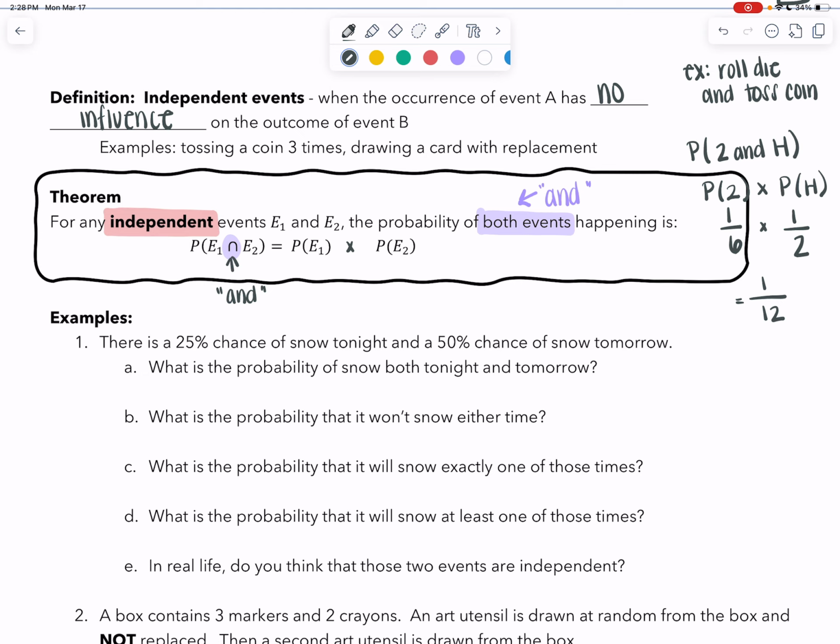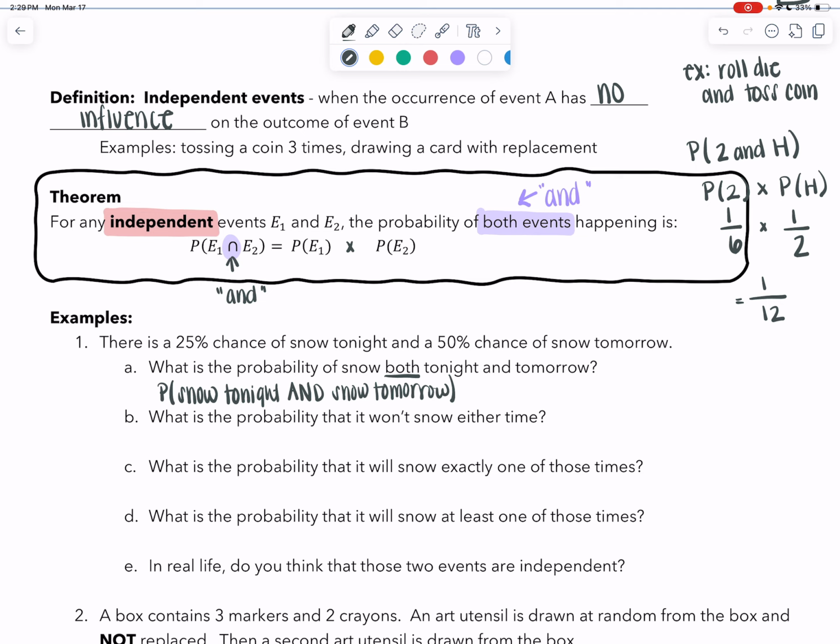All right, so let's look at this other example. There's a 25% chance of snow tonight and a 50% chance of snow tomorrow. What is the probability of snow both tonight and tomorrow? So I'm looking for the probability of snow tonight and the probability of snow tomorrow. Essentially, that's what I'm asking when it says for both tonight and tomorrow.